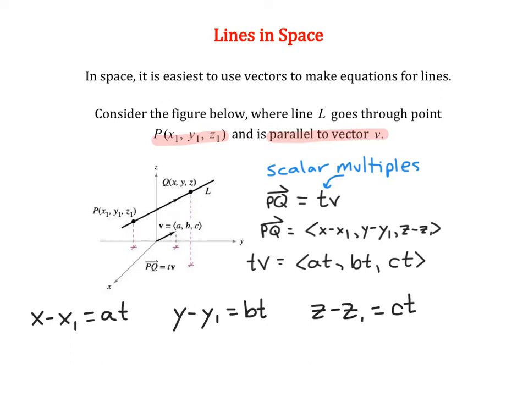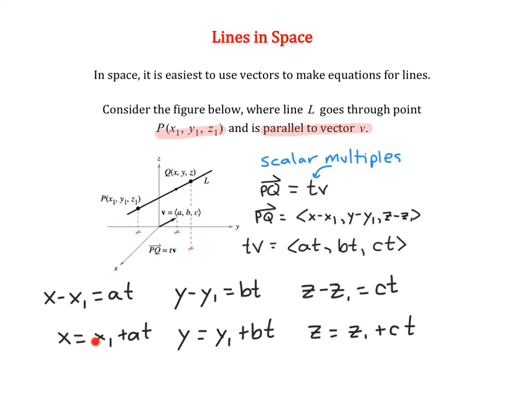Now, of course, we are making an equation, and we want to know what x, y, and z are equal to because it is an equation. So we're going to go through and solve for each of those variables. So x is just x1 plus a times t. y is just y1 plus b times t. And z is just z1 plus c times t. So you can see here that we actually have a set of parametric equations for this line. And the parameter in this case is going to be t, which is our scalar multiple. But you'll see that that parameter shows up in all three of our parametric equations.